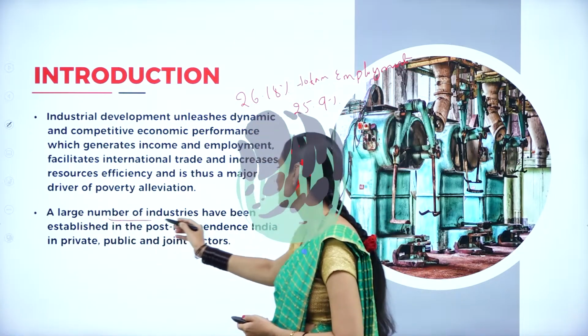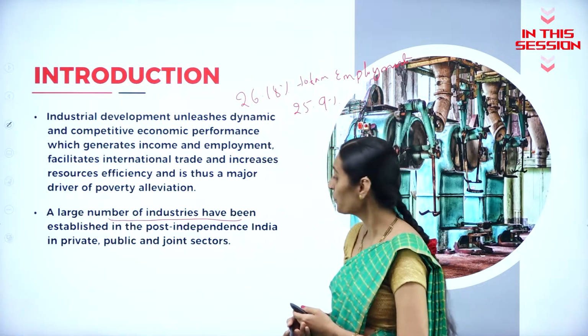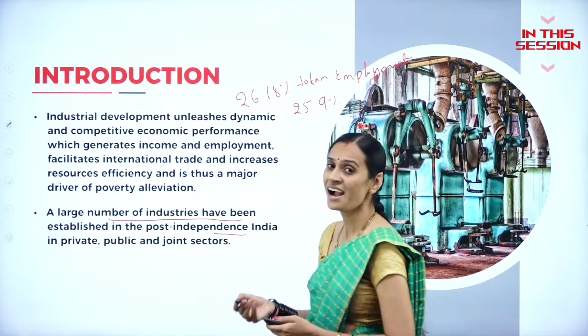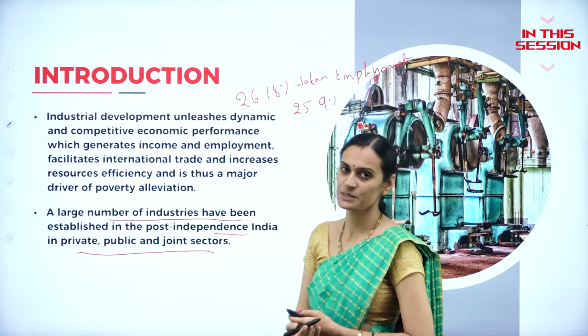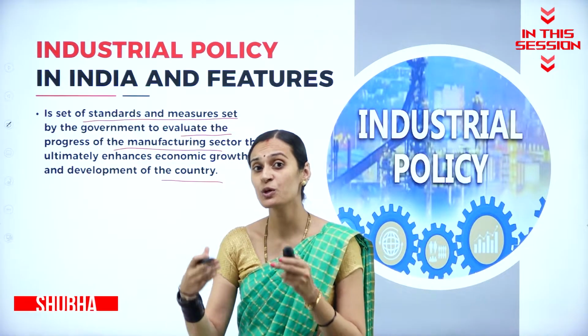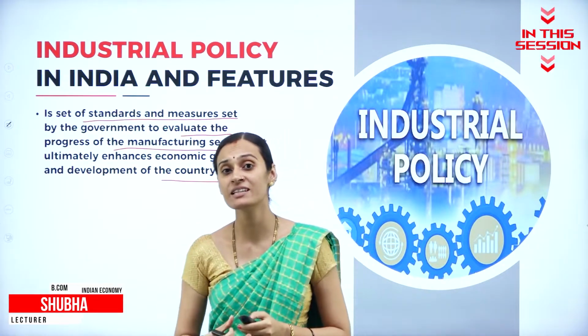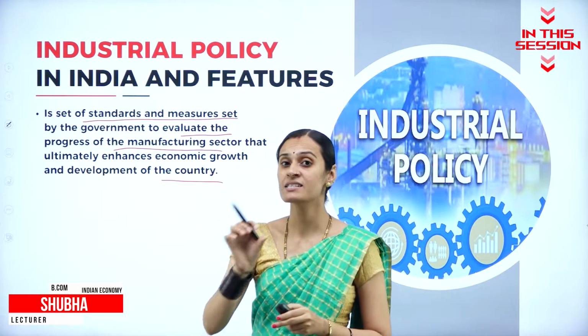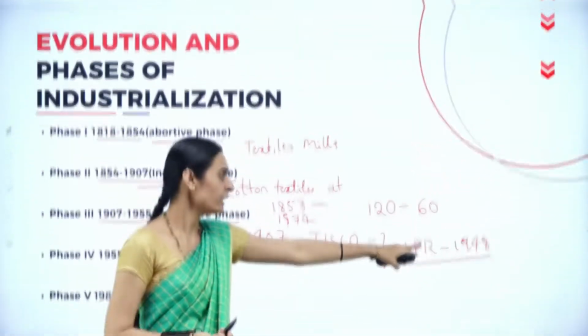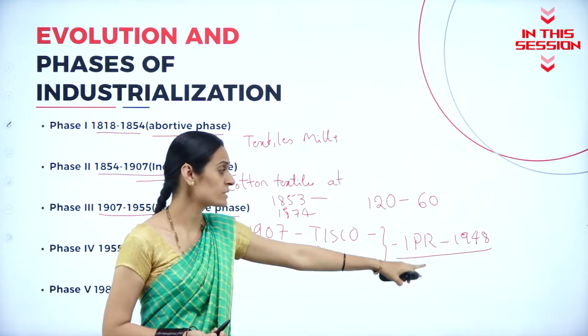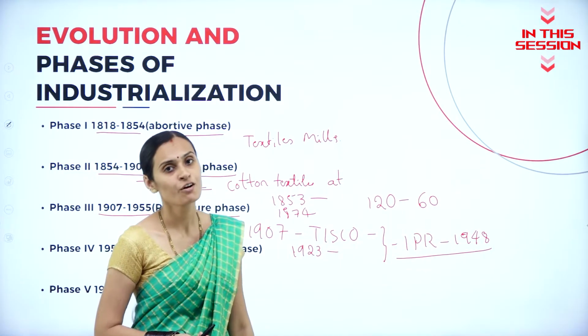So many industries have been established in post-independence India, which belong to private, public and joint sectors. And what are the different measures that have to be adopted to improve the industrial sectors? That framework has been set by the government, which is called industrial policy. The first Industrial Policy Resolution was introduced in 1948.